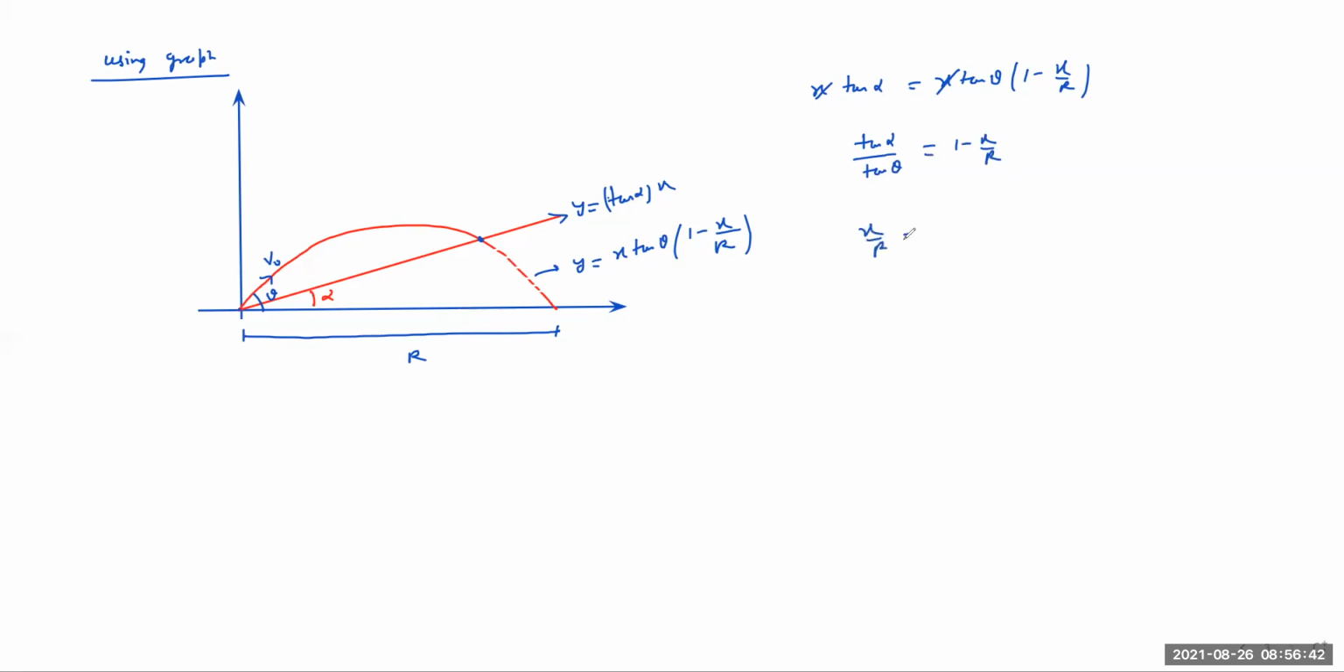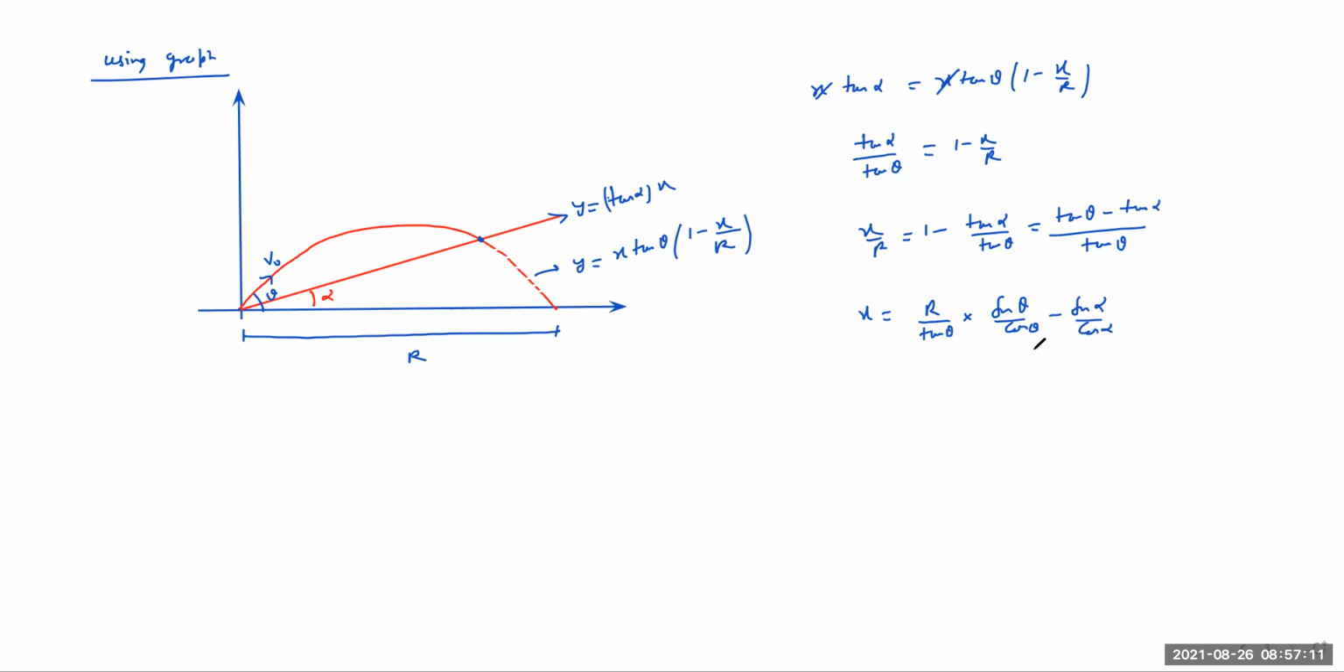x by r is how much? 1 minus tan alpha by tan theta. You can realize this is tan theta minus tan alpha by tan theta. All right. So we got x equals r by tan theta into this. We can write tan as sine by cos, so sine theta by cos theta. This will become the formula which you know.